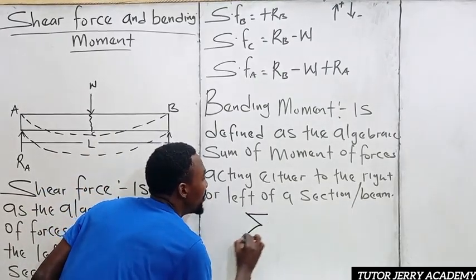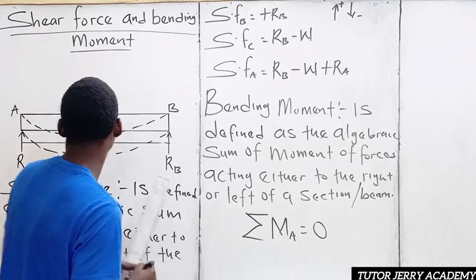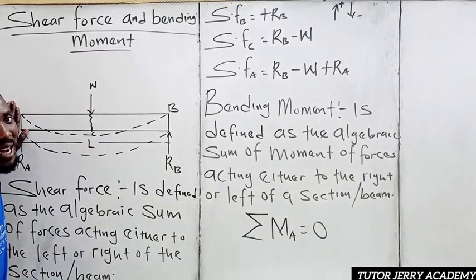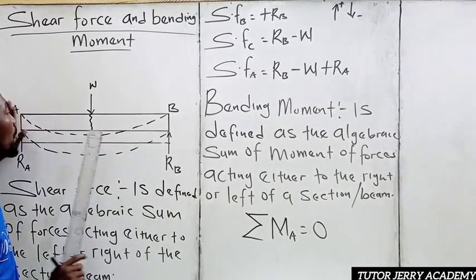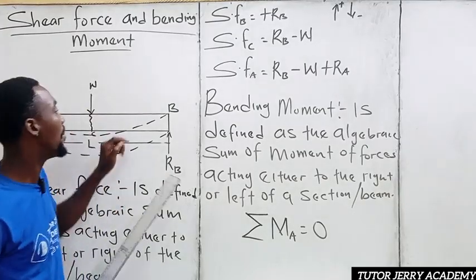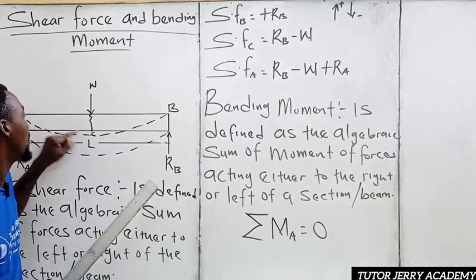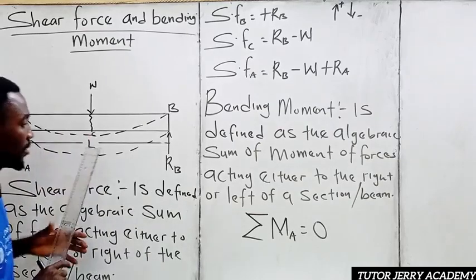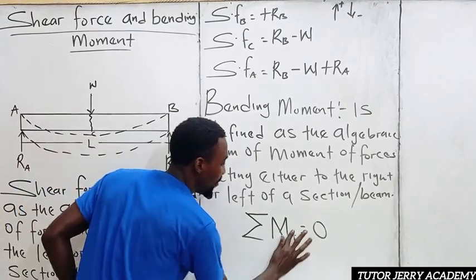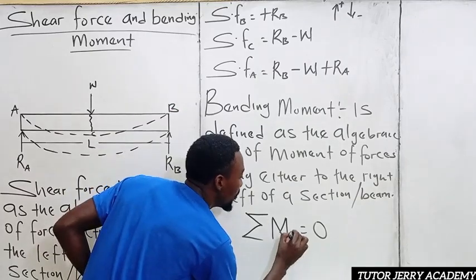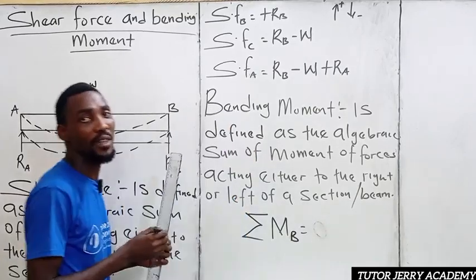So the summation of moment about point A is equal to 0. That is, we are standing here and taking our moment. For us to take our moment about this point, we have two things here. We are going to start by taking our moment about point B, then about point C, then about point A. Let's start taking our moment about point B first. Let me not just put 0 there for you. I need to explain every concept.